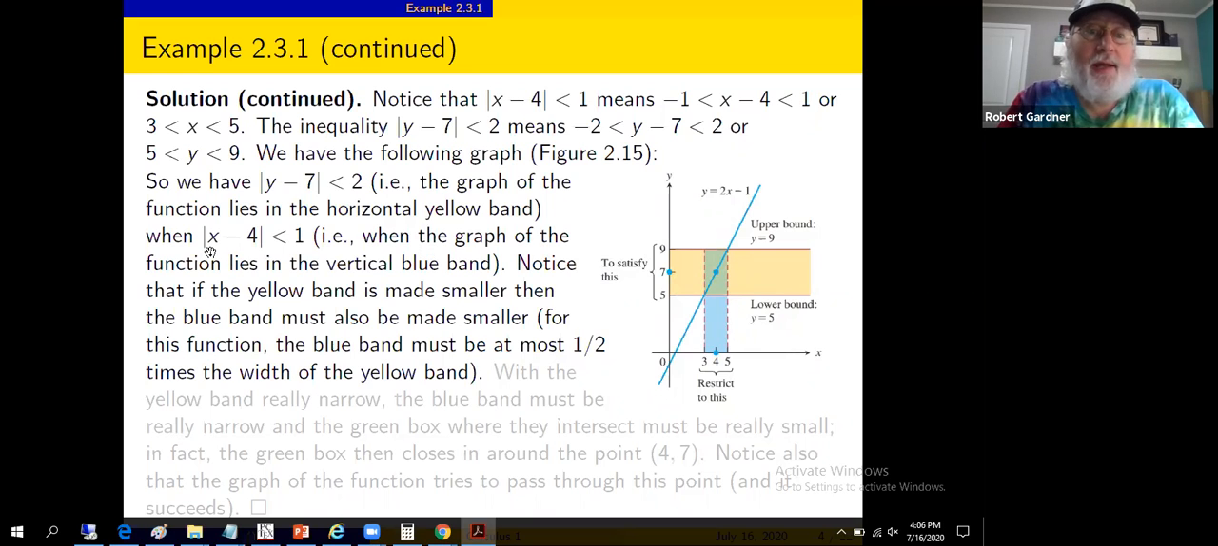And this will occur when the absolute value of x minus 4 is less than 1. That is, when the x values lie inside this blue band here. And they've shaded the intersection of the yellow and the blue as green. So what's happening then is if you have x values, input values in the blue band, then you're going to have output values in the yellow band. And what do we want? A distance of 2 here, and we ended up with a distance of 1 here. It's no coincidence that that ratio is the same as the slope of this line.